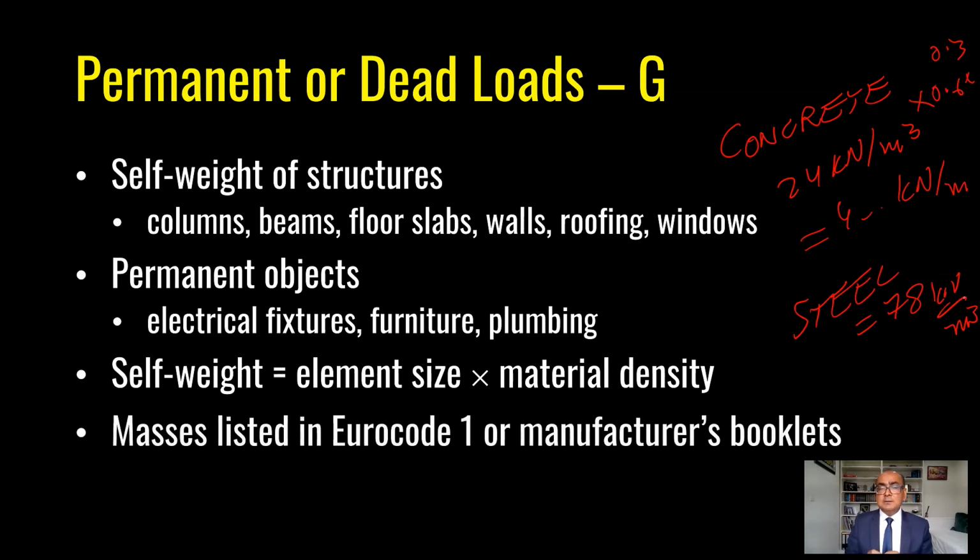The densities are listed in Eurocode 1, which we use in Europe, and American standards as well. They have their own values listed, or we can find them in manufacturers' booklets as well. So for example, if you're using a composite beam with a profile sheeting slab, in that case you will find its self-weight in the manufacturer's guidelines.